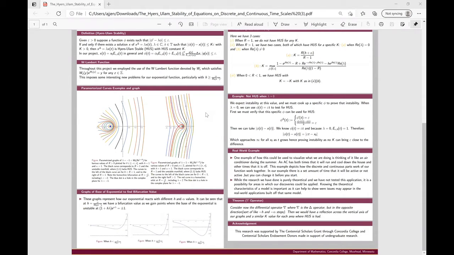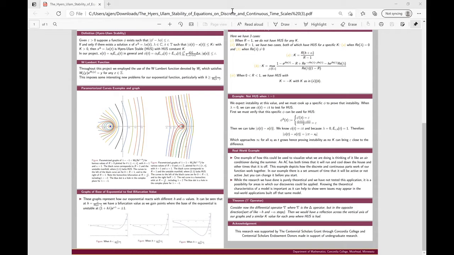Throughout this project, we employed a thing called the W-Lambert function, which is denoted by W sub z, which satisfies W sub z of y e to the power of W sub z of y is equal to y for any z in the integers. This imposes some interesting new problems for our exponential function, particularly where h is greater than or equal to alpha over W sub 0 e to the negative 1.